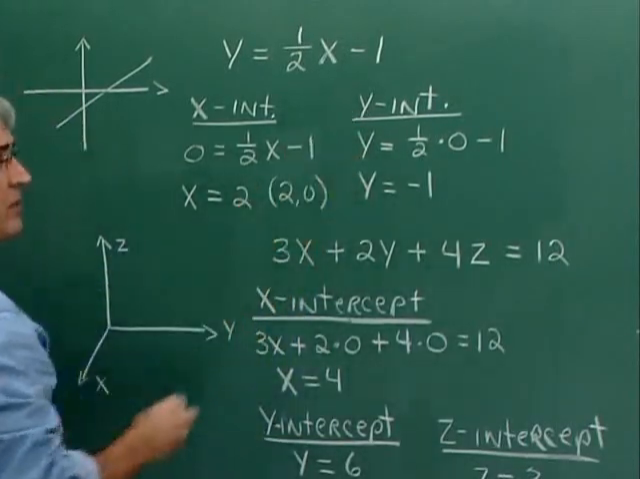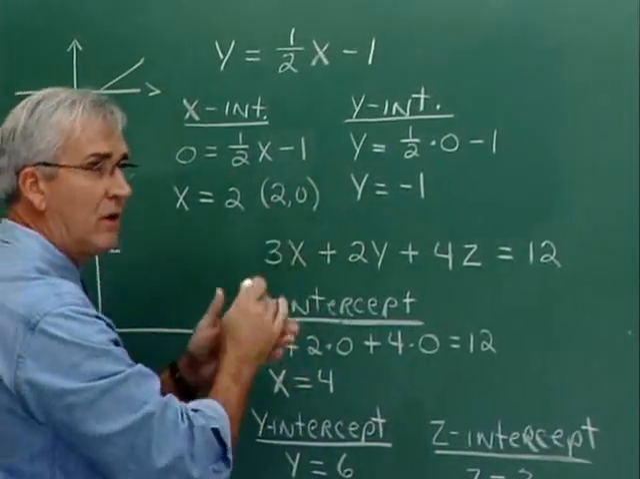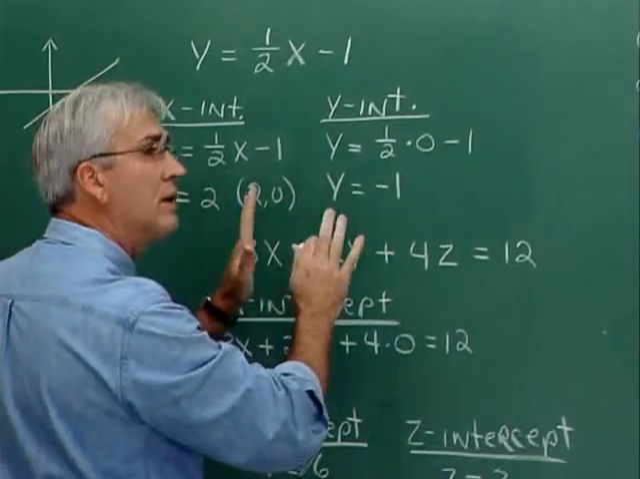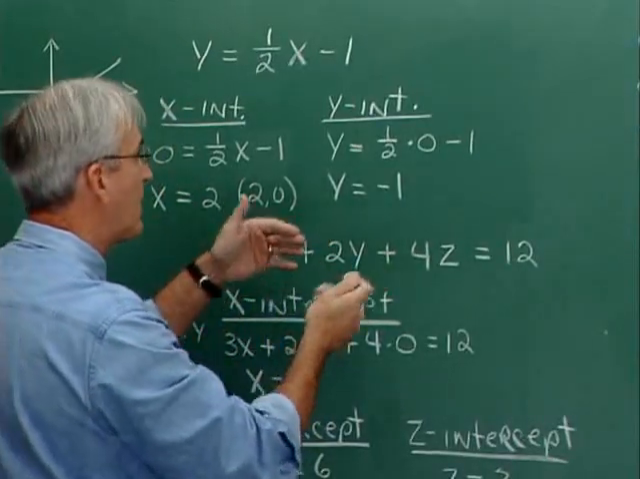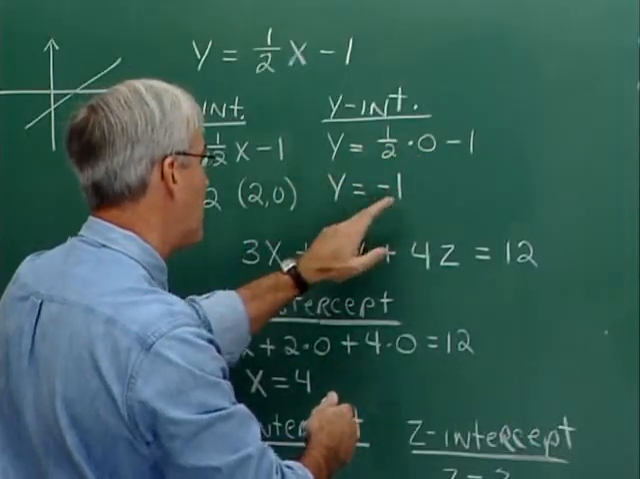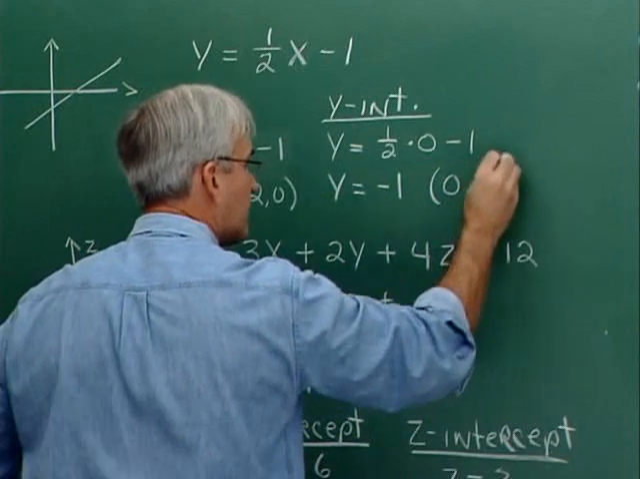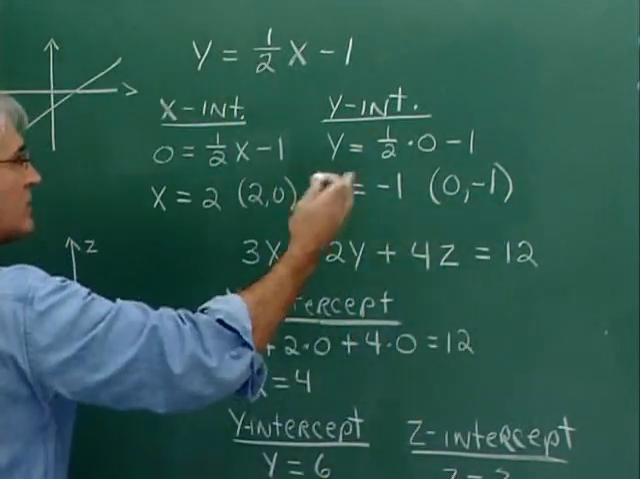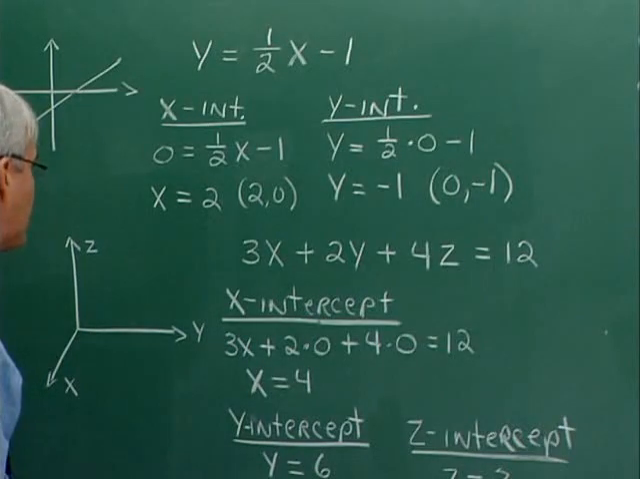For the y-intercept, it's a similar idea. The y-intercept, the place where the graph crosses the y-axis, the coordinates of that point have the characteristic that the x component is 0. So we let x take on the value 0 and then solve for y. We find y to be -1, and the coordinates of the point would be 0, -1. All right, so that's the idea, and those concepts hold true when we go to the three-dimensional coordinate system.